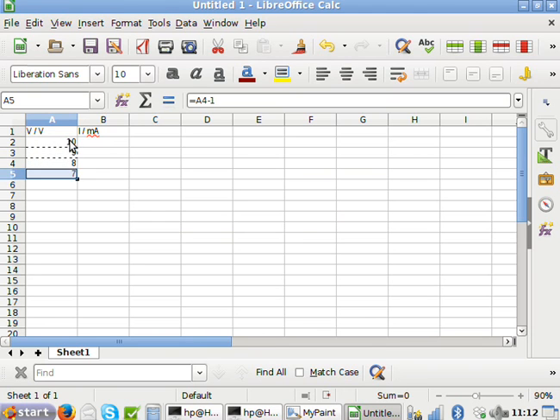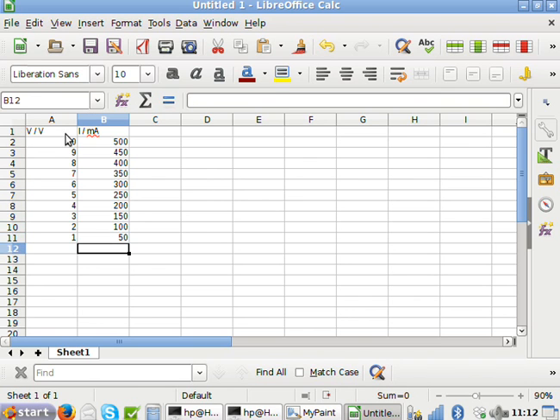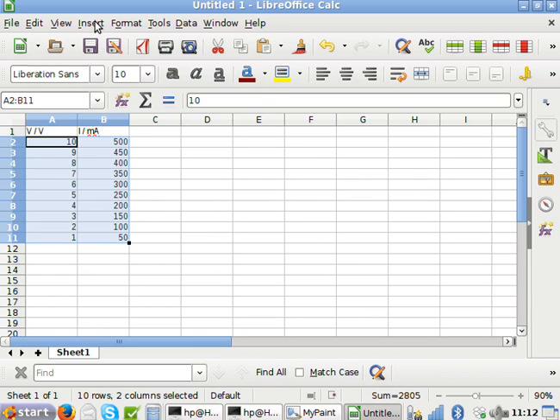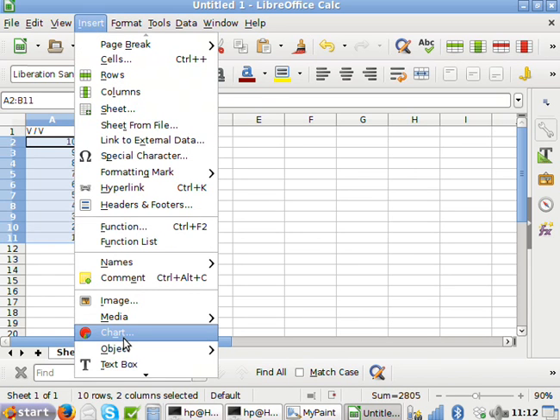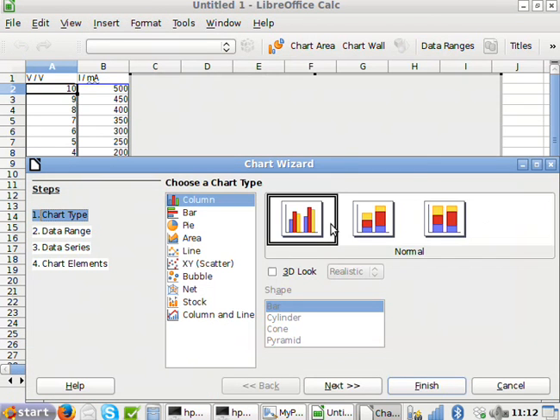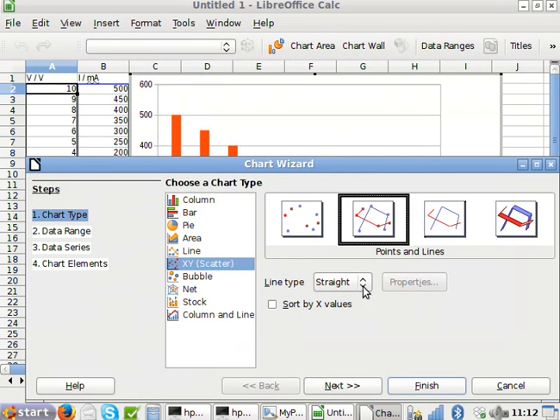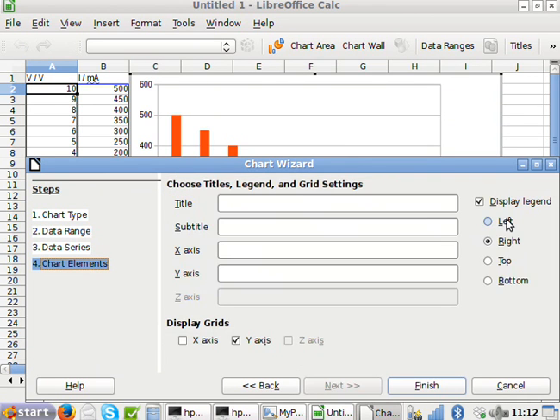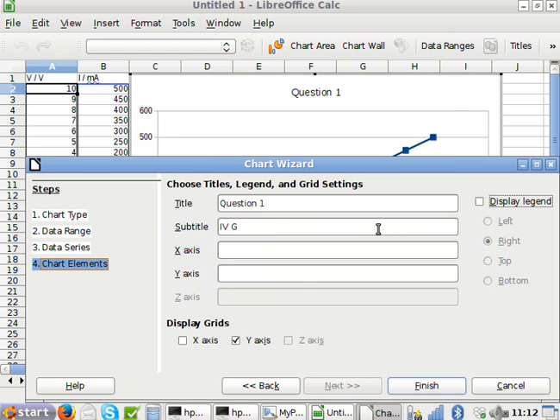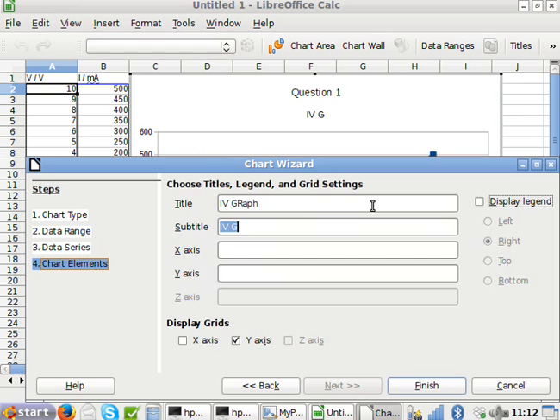Use the data below, draw the curve. So my data was voltage, which is in volts, and current, which I gave you in milliamps. Voltage: 10, 9, 8, 7, 6, 5, 4, 3, 2, 1. Current: 500, 450, 400, 350, 300, 250, 200, 150, 150.